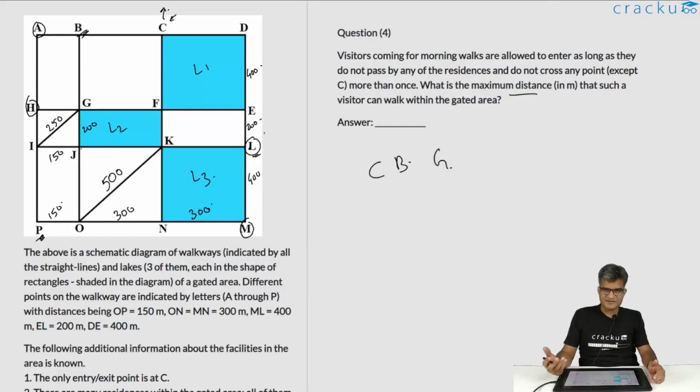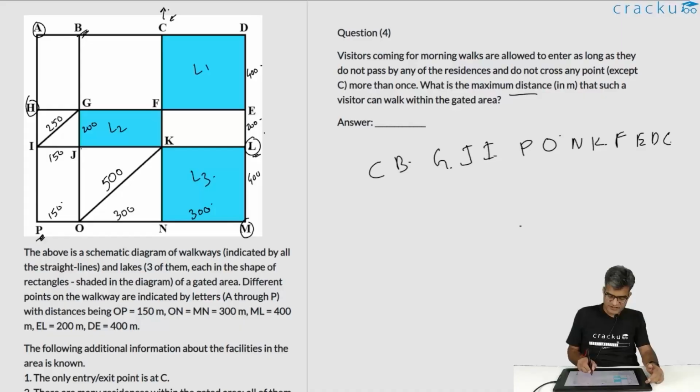Because we are trying to maximize, we will not use the hypotenuse, because from G to I, if you are using the hypotenuse, you will only travel 250. But suppose you are going from G to J and then to I, you will travel 200 plus 150, which is 350, which is longer. Then we go to I, then P, then O, then N, K, F, E, D and C.